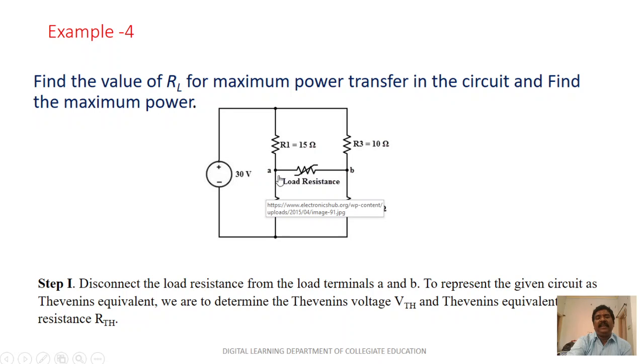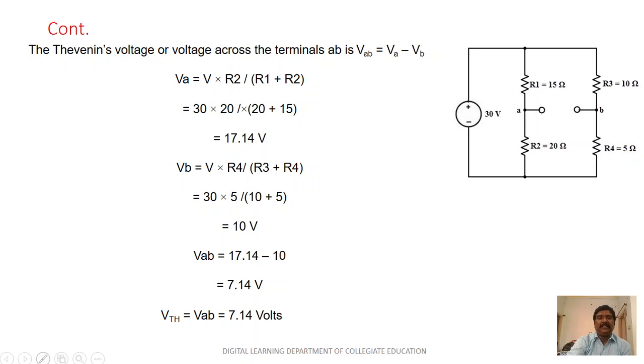Disconnect the load. If A and B are the load terminals, I should disconnect the load, and to represent the given circuit as its Thevenin's equivalent, we can determine the variables VTH and RTH. Let us calculate. The first thing is the VTH value, that is VAB, the open circuit voltage. The VAB is nothing but VA minus VB. You can calculate VA and VB separately from the voltage divider rule.